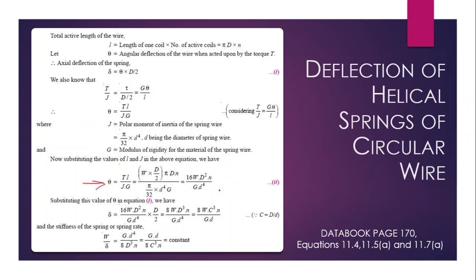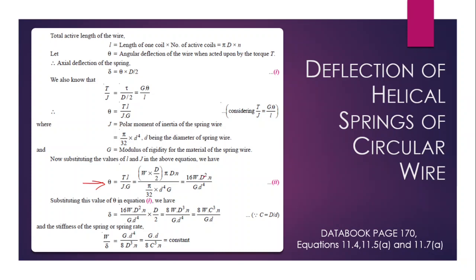This equation is available in the data book. This equation is also available in the data book. Here theta is the angular deflection of the wire. L is the length of the coil into the number of active coils. Length of one coil into number of active coils is equal to L, that's equal to pi into d into n.